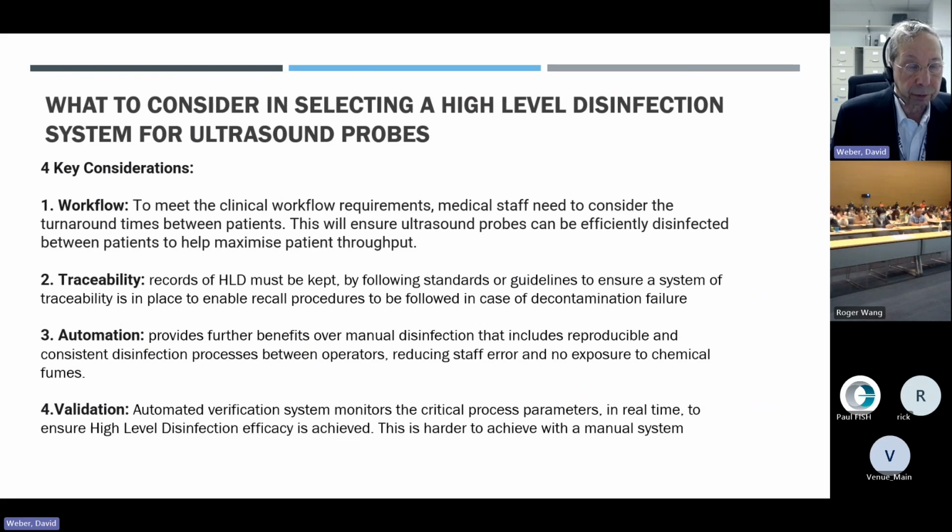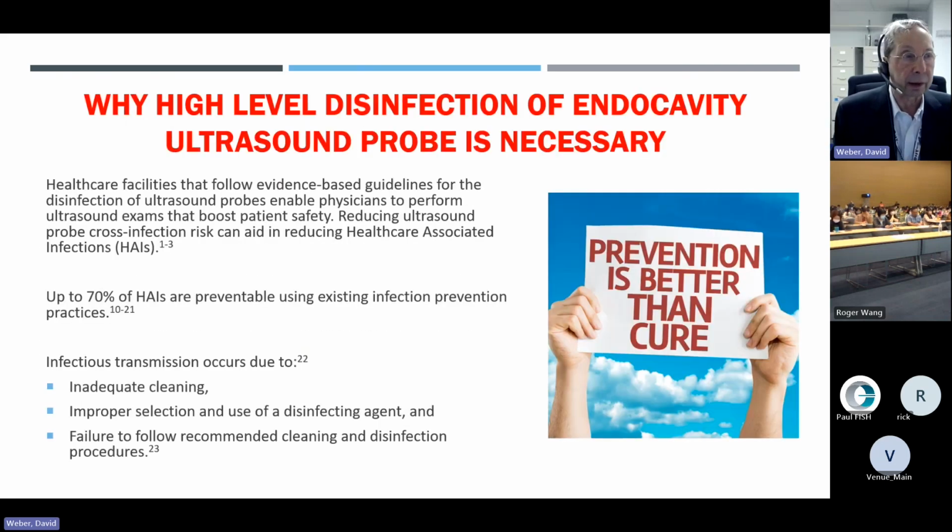Automation provides further benefits over manual disinfection that include reproducibility and consistent disinfectant processes between operators, reducing staff error and no exposure to chemical fumes. And then validation. You want to use an automated verified system that monitors critical parameters in real time to ensure high-level disinfection, such as for steam, appropriate time and temperature, for UV, appropriate energy that's administered. And the devices we've talked about all do that. They would not be approved, certainly by the Food and Drug Administration in the US and other countries similar to that, unless they did.